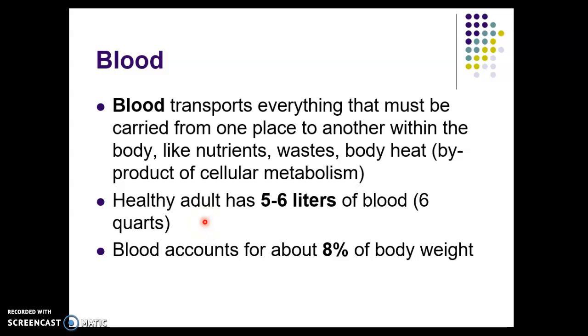So if we think about liters, how many milliliters are in a liter? So you've got 1,000 milliliters in a liter, like that graduated cylinder. And if you look at some water bottles or things like that, you want to be looking for 1,000 mLs, and then you times that by 5 to 6, and that's how much blood you have coursing through your body.